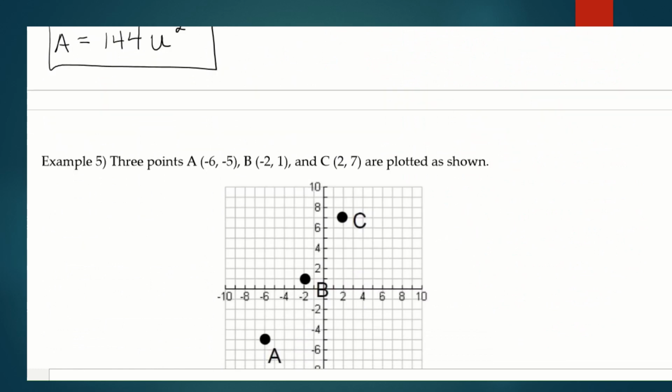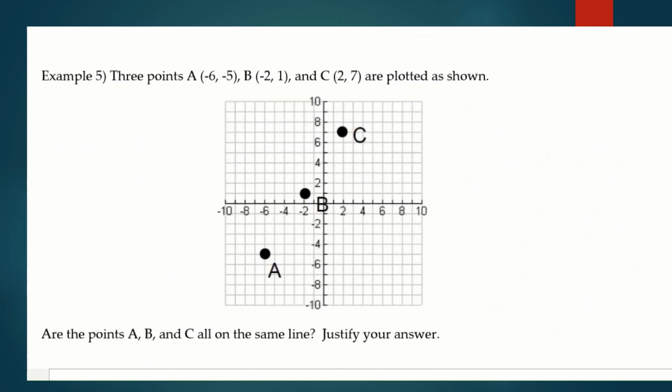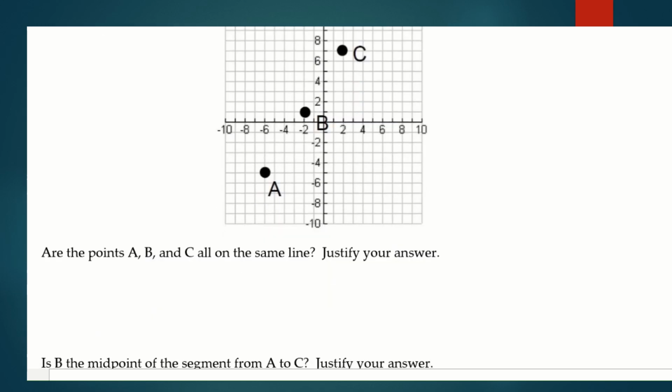All right, let's keep moving on. We're almost done. Okay, example 5, 3 points A, B, C are plotted. Very nice. Are the points A, B, C all on the same line? Justify your answer. Well, that's a very good question. So one way we can figure this out is by going back to our knowledge of slope. Do the respective lines, so if we were to draw a line from A to B and B to C, have the same slope?